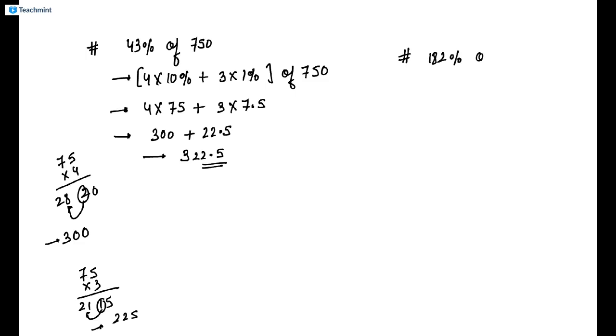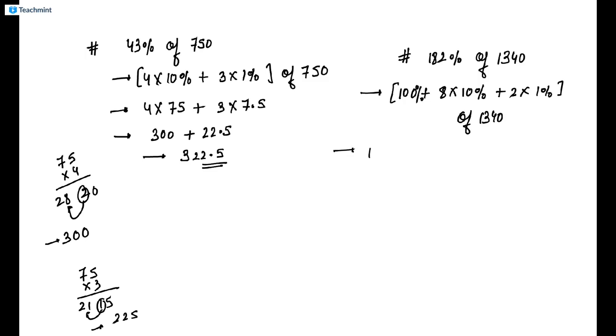182 percentage of 1340. How will you do this? Again, 100% plus 8 into 10% plus 2 into 1% of 1340. What will be the 100 percentage? 1340, plus 10 percentage: from the right hand, after one digit put a decimal, so it will be 134, right, plus 1 percentage, what will it be? Put the decimal after two places. So again do this. 134 multiplied by 8 is how much?